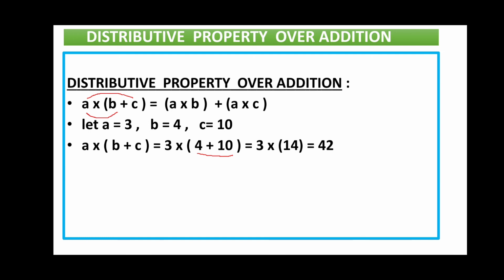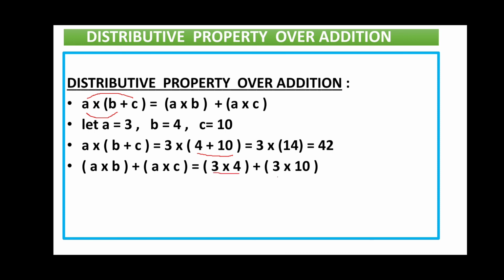Now let us check for A cross B plus A cross C, and we have to check whether both the answers are same or not. If it is not same, it is not satisfied. If it is same, it is satisfying our condition. So A cross B plus A cross C equals, substituting our values, 3 cross 4 plus 3 cross 10. Cross is nothing but the multiplication symbol. So 3 fours gives 12 and 3 into 10 gives 30. So 12 plus 30 means 42.